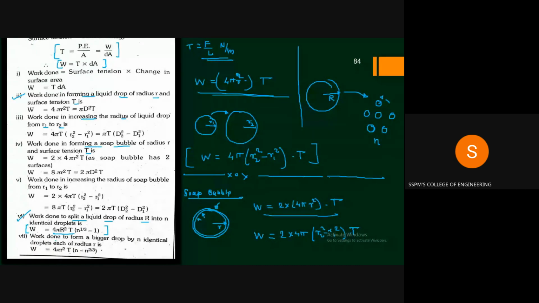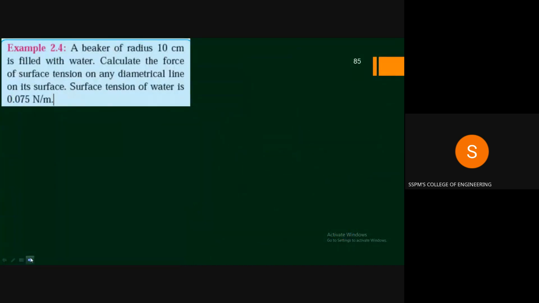Now exactly reverse, the work done to form a bigger drop from n identical smaller droplets. We have n number of smaller droplets, and if you want to form one bigger drop having the radius capital R, then this work done will be 4 pi r square capital T in bracket n minus n raised to 2 by 3. You should remember all these formulae to solve problems on liquid droplets or soap bubbles. Now just refer to the first problem, which is on surface tension.